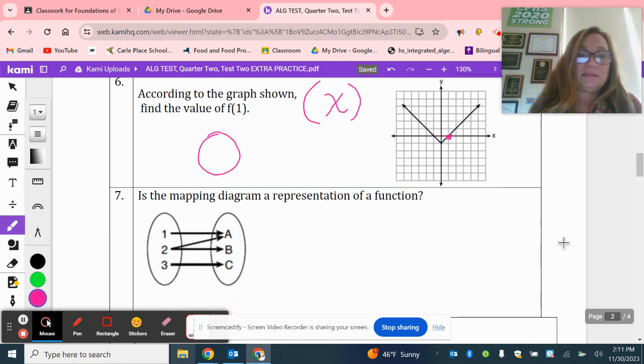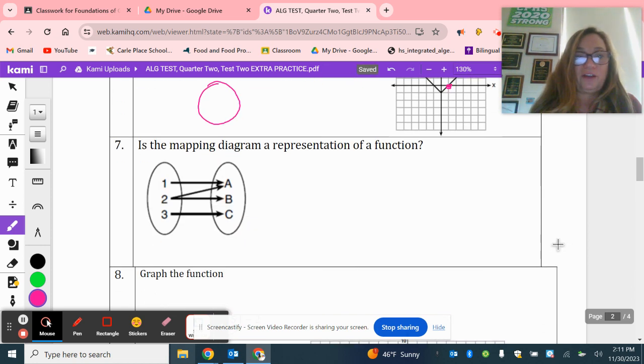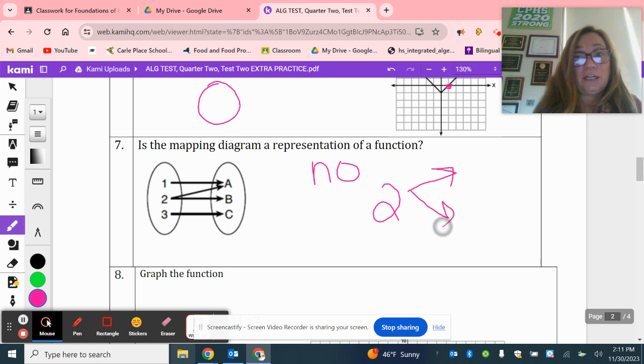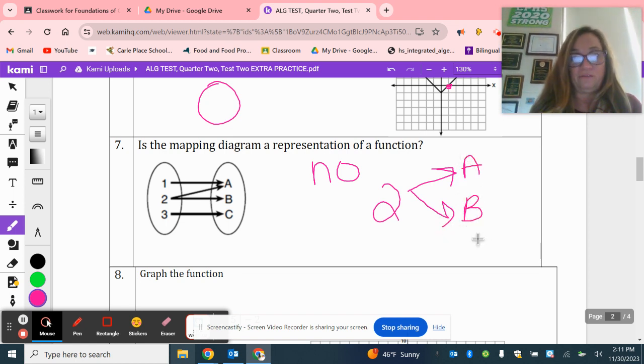Okay. Is the mapping diagram a representation of a function? No, I'm sorry, it's not. The problem is 2 is a little cheater. It's going to both A and B, and that's not allowed in a function.